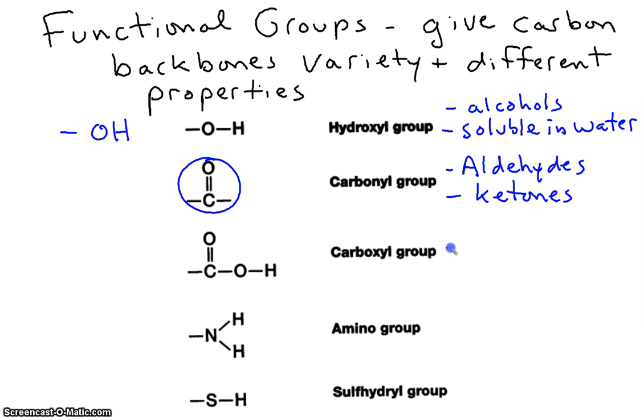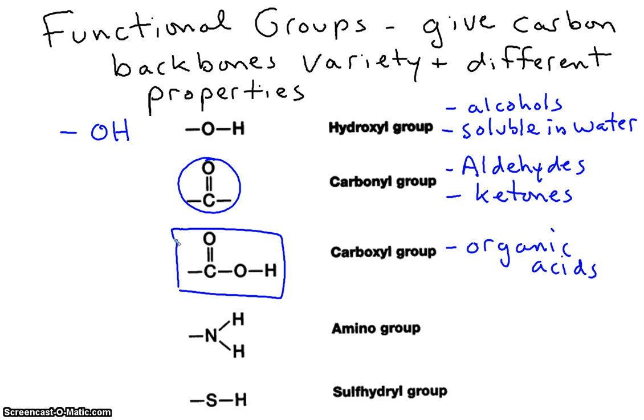And the reason this is so important is this makes things what we call organic acids. So when we talk about lactic acid, citric acid, when we get into respiration, all of those will have this characteristic carboxyl group on them. The amino group. So the amino group is going to be very important when we talk about proteins, and because all amino acids will have this amine group.